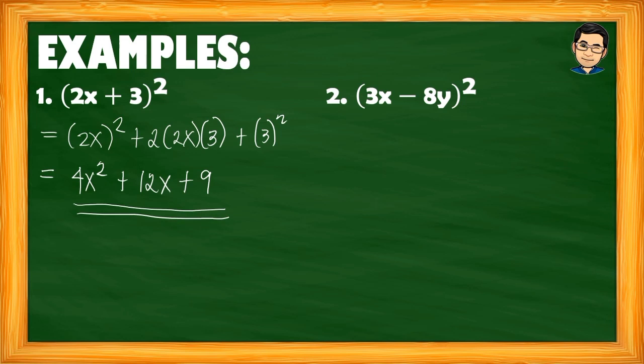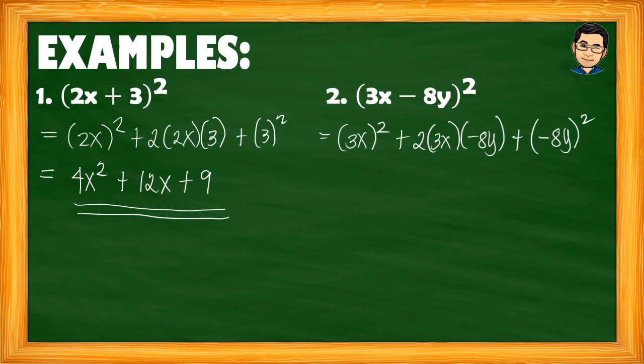And then our next example, the quantity of 3x minus 8y squared. So we square the first term, 3x. And then twice the product of the first term and the last term, so 3x times negative 8y. And then plus, square the last term, negative 8y squared.